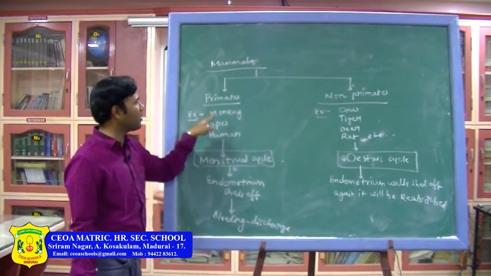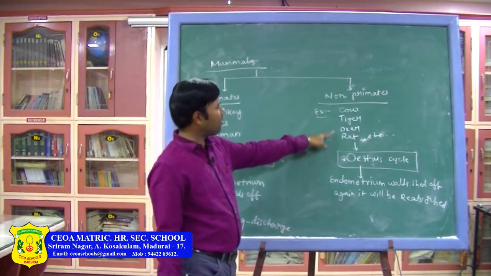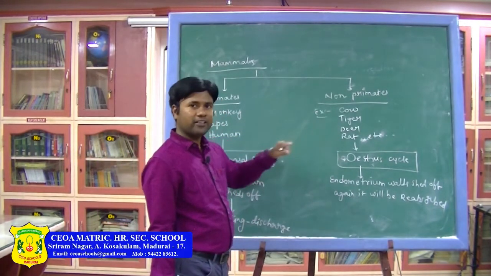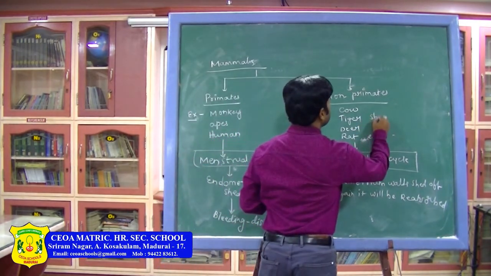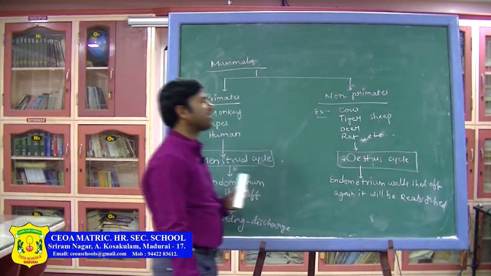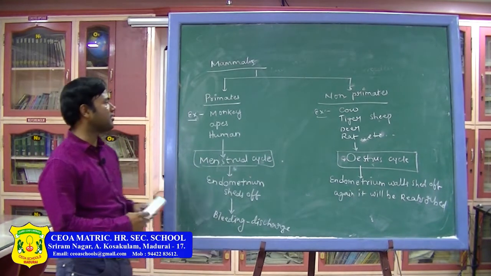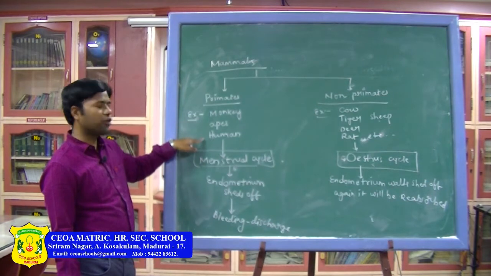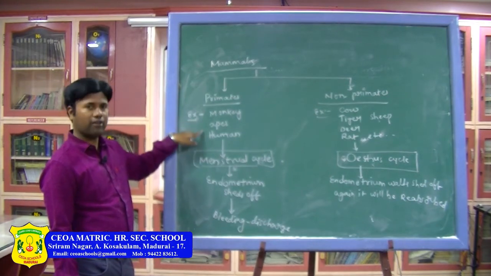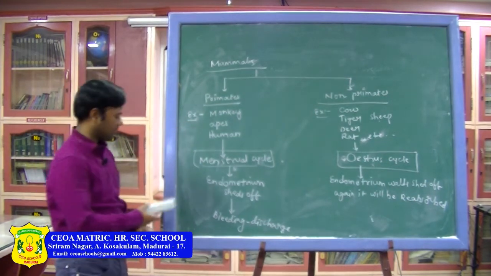What are the examples for the estrous cycle? Cow, tiger, deer, rat, sheep. You can also add sheep here. These are the examples, a donkey, like that. These are the examples for the non-primates, whereas monkey, apes and human beings are the examples for the primates.